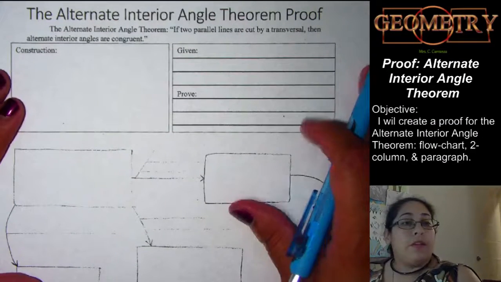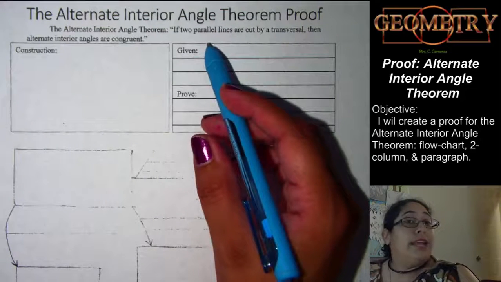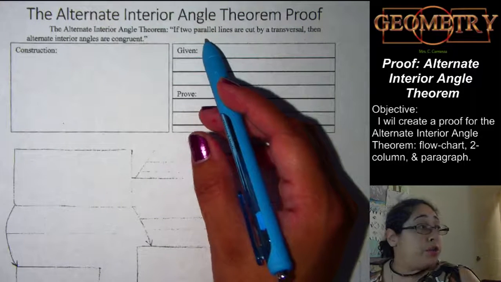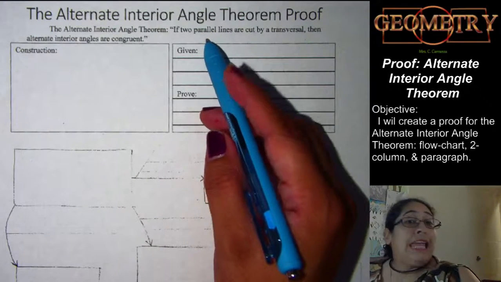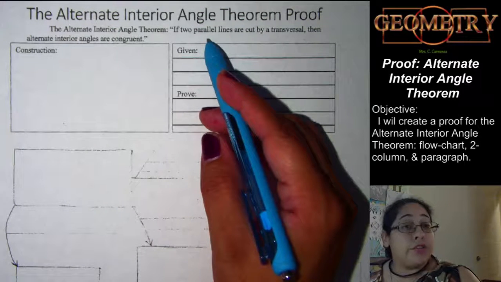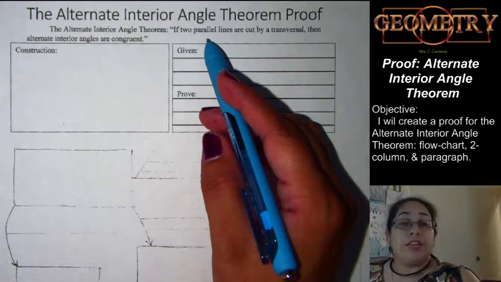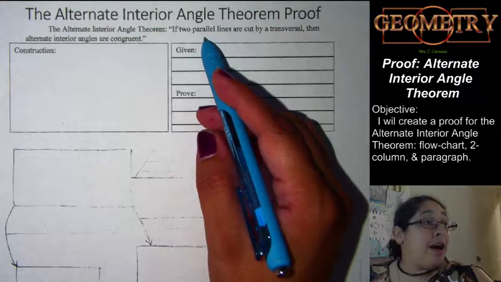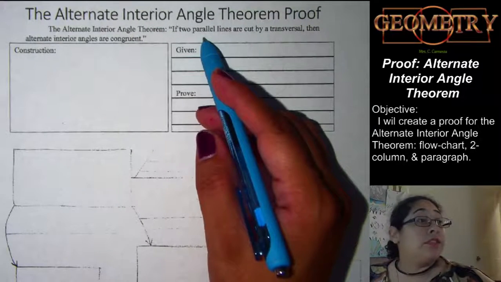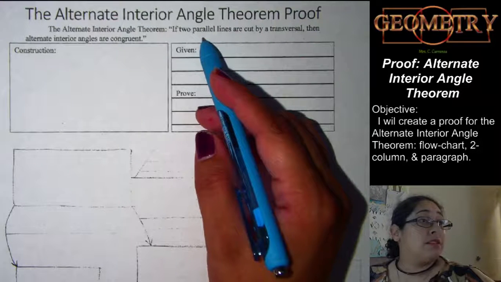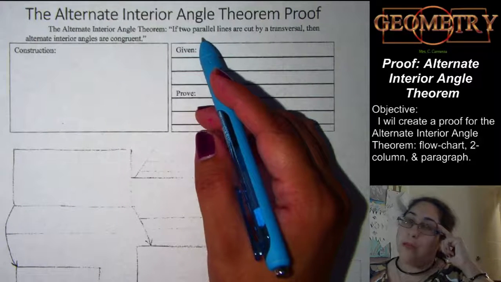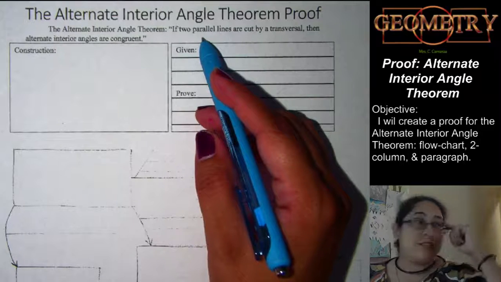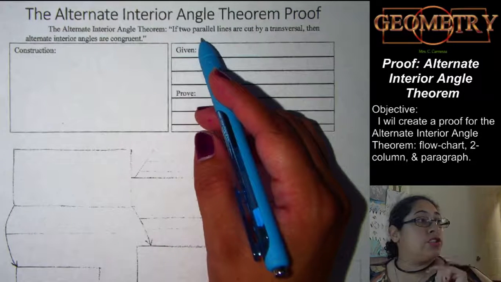All righty. So the first thing we need to do is look at the theorem itself, which I've printed for you here at the top. If two parallel lines are cut by a transversal, then alternate interior angles are congruent. What is the hypothesis of this conditional statement? As you need to recall from way back when, what's the hypothesis of this conditional statement?